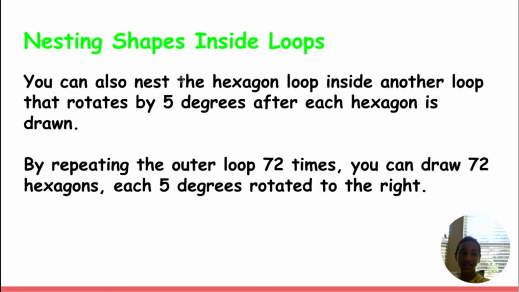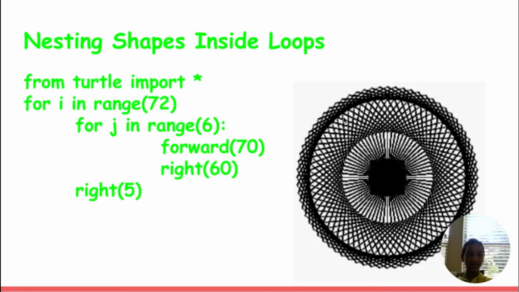Nesting shapes inside loops. You can also nest a hexagon loop inside another loop that rotates by 5 degrees after each is drawn. Repeating that, you can actually make 72 hexagons, each 5 degrees rotated to the right. Like this. How cool does that look? Probably gonna take 5 minutes for the entire thing to complete.